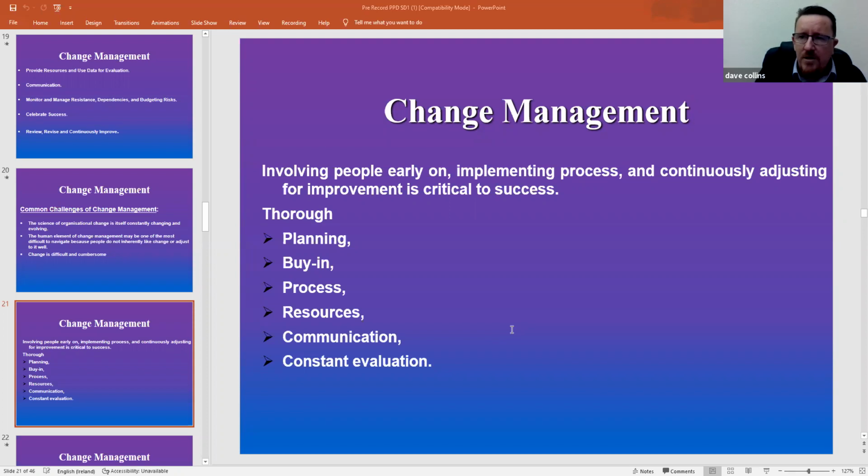Yeah, especially if you're changing processes and things like that, you need to evaluate, because you need to find out, is the new way working? If it's not working, then you need to go back to the drawing board, reevaluate, and change again to something that will work.